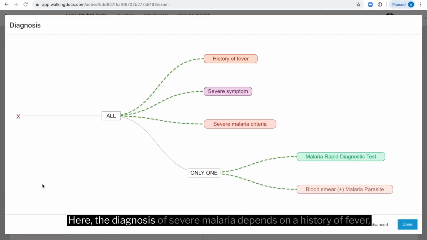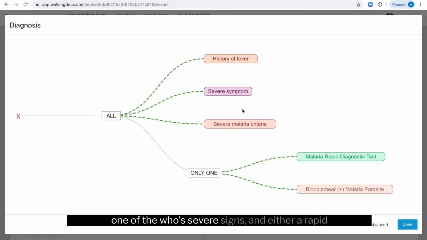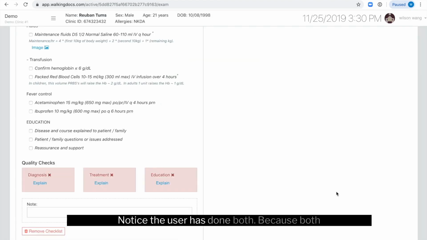Here, the diagnosis of severe malaria depends on a history of fever, a history of a severe symptom, one of the WHO severe signs, and either a rapid diagnostic malaria test or a blood smear confirming presence of the parasite. Notice the user has done both. Because both tests have been already performed, the clinician won't be able to initiate corrective action. Still, the feedback will help facilitate the right diagnostic choice the next time around.